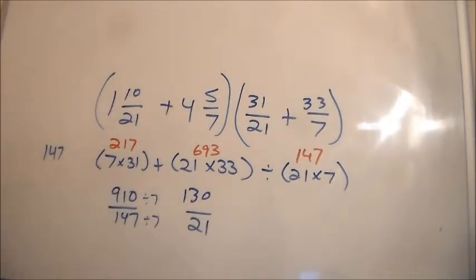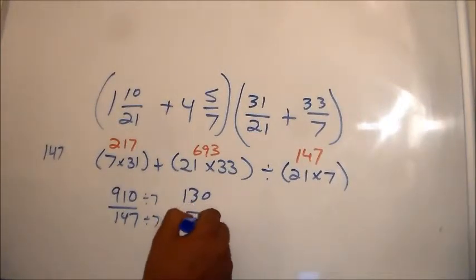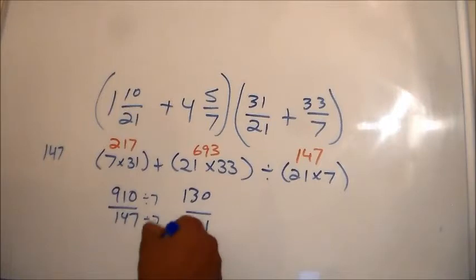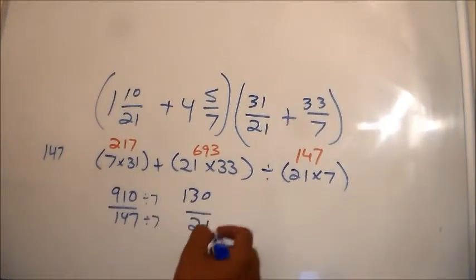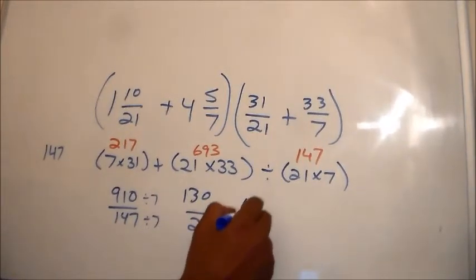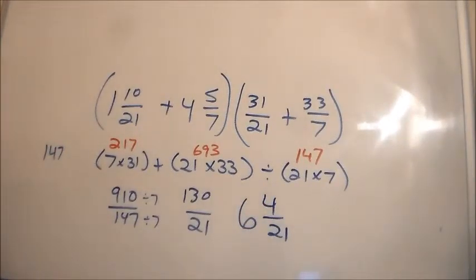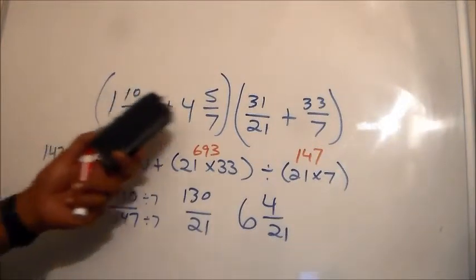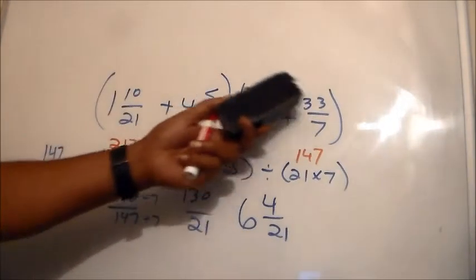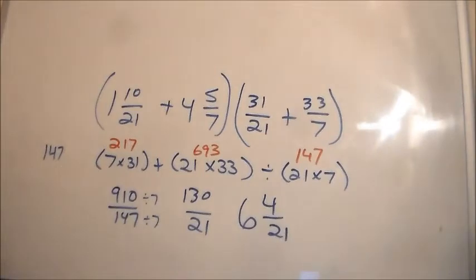And then after that, because this is an improper fraction, we would have to convert it back to a mixed number, and we come up with 6 and 4 over 21. Okay, so that is a lot, only because now we have these big giant numbers to work with.